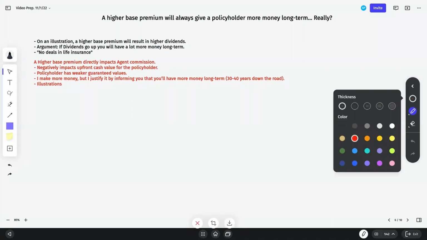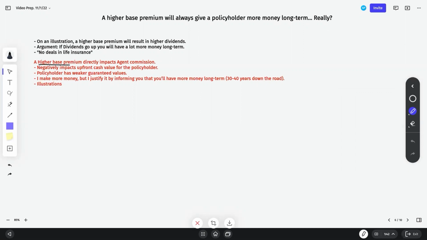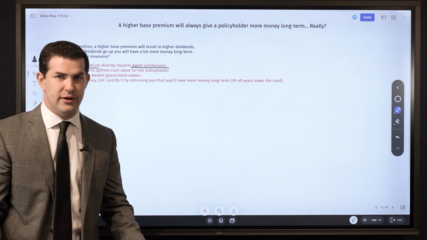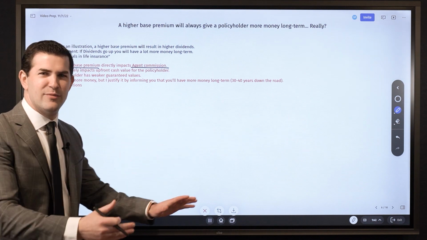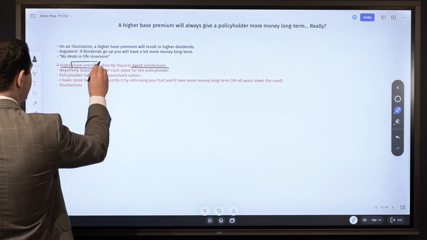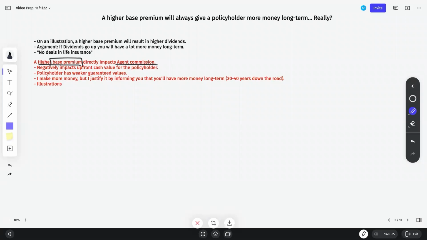We'll start with the obvious, and this is how it impacts me as a life insurance agent or any life insurance agent that you're working with. The higher the base premium is, the greater the agent commission is. The base premium is the #1 driver of agent compensation when you look at life insurance sales, period. And we've got videos that provide a detailed breakdown as far as how all of the commissions work. However, the #1 driver is that base premium. What a base premium also does is it negatively impacts the upfront cash value for the policyholder. The policyholder in this video is you.